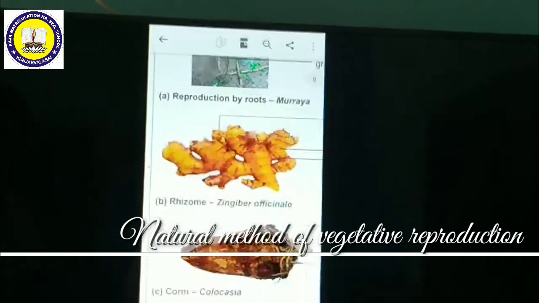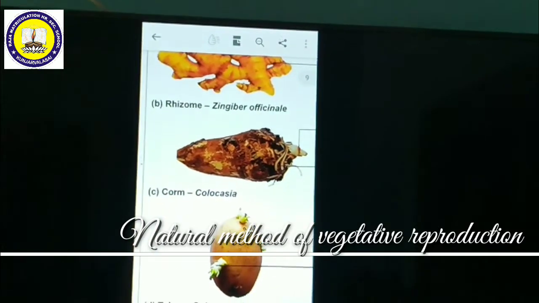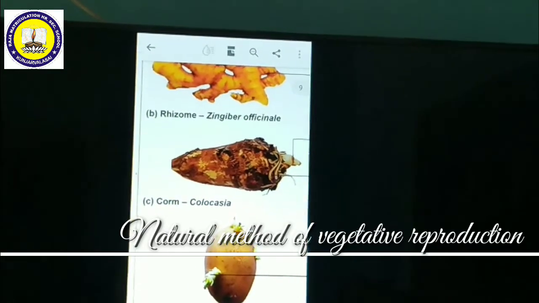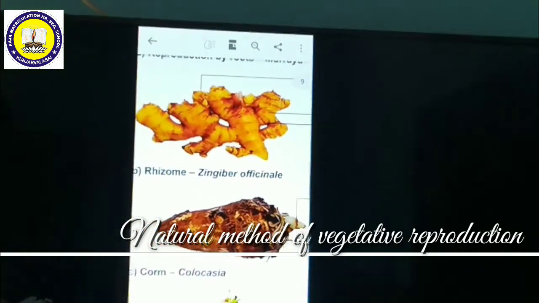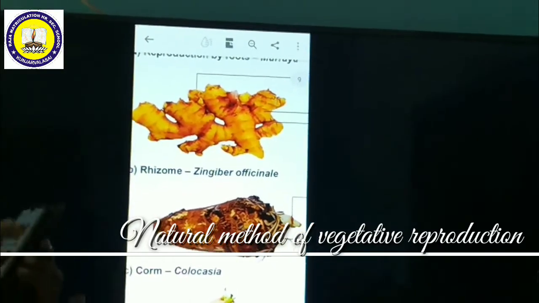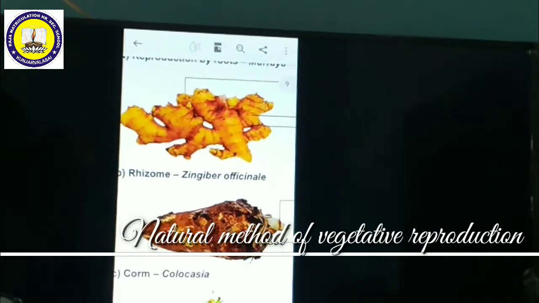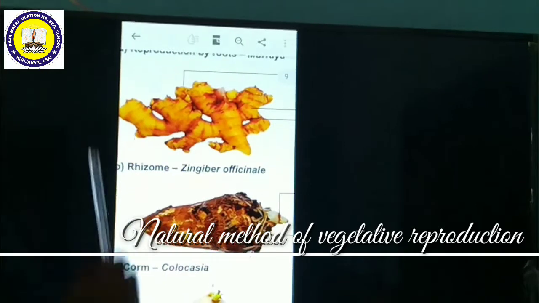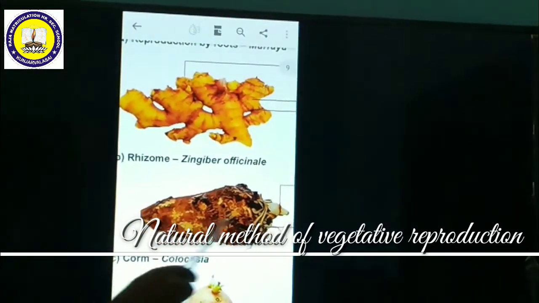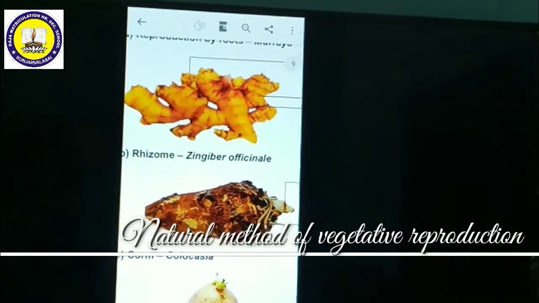Next one is called corm. Corm means some of the plants like colocasia. Not only colocasia, but you might have also seen another plant in the market, what do you call kandam? Kandam means what? Chenakalangu or chepangalangu in Tamil. Such a type of plant can reproduce vegetatively by corm, a long, big-sized tuber which can produce buds. These buds can develop into new plants. So this is reproduction by corm.